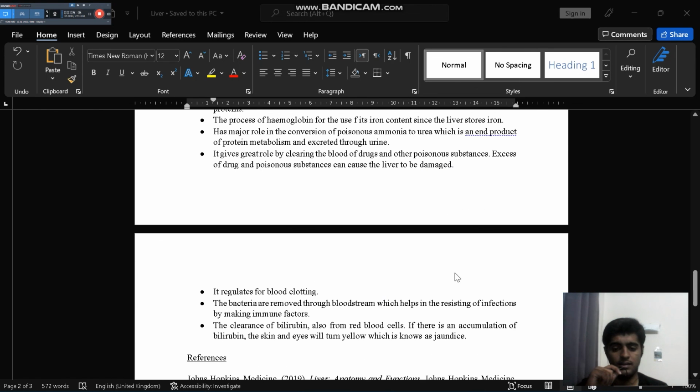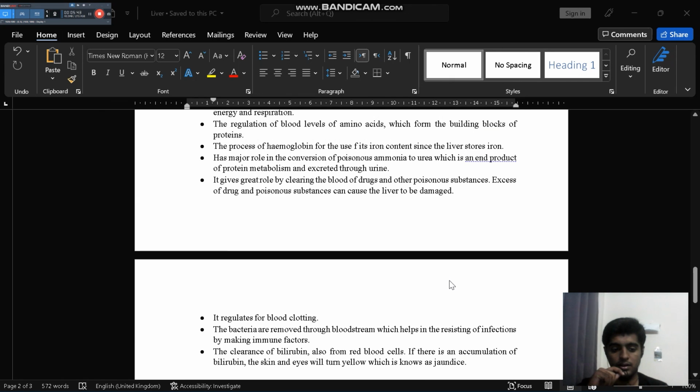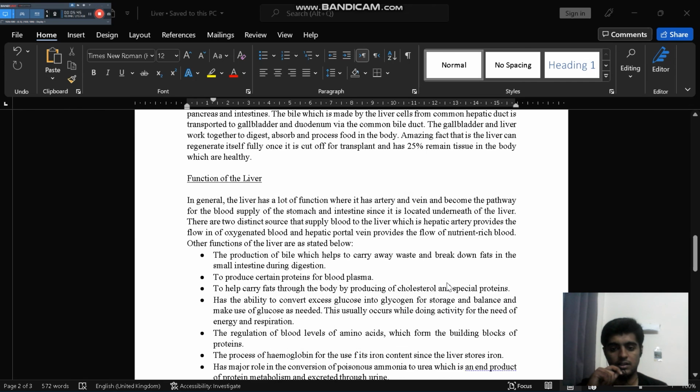It regulates blood clotting, and bacteria are removed through the bloodstream, which helps in resisting infection by making immune factors, and it clears bilirubin from red blood cells. If there is an accumulation of bilirubin, the skin and eyes will turn yellow, which is also known as jaundice. That's all for me for the anatomy and the functionality of the liver.